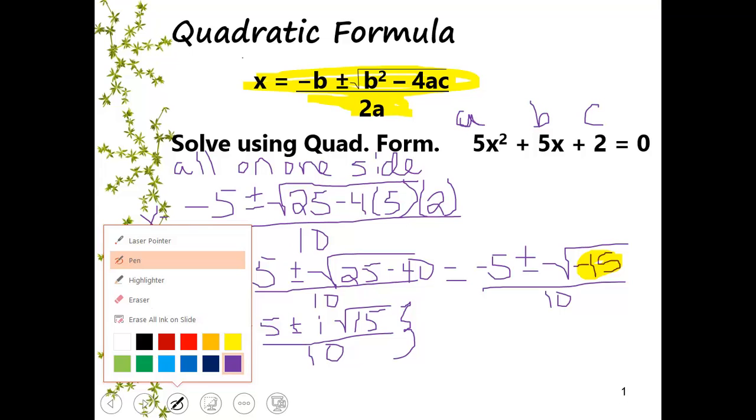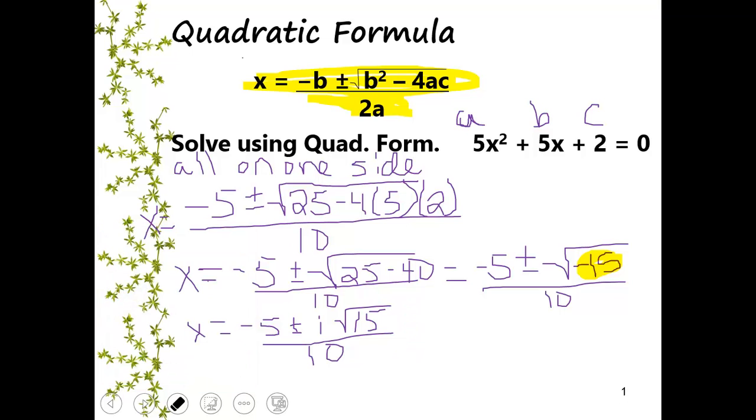And that looks crummy. I don't know if I can make good braces here with this. Okay, that's not too bad. Right, there you go. That is our answer in set notation. It's negative 5 plus i root 15 over 10 and negative 5 minus i root 15 over 10.